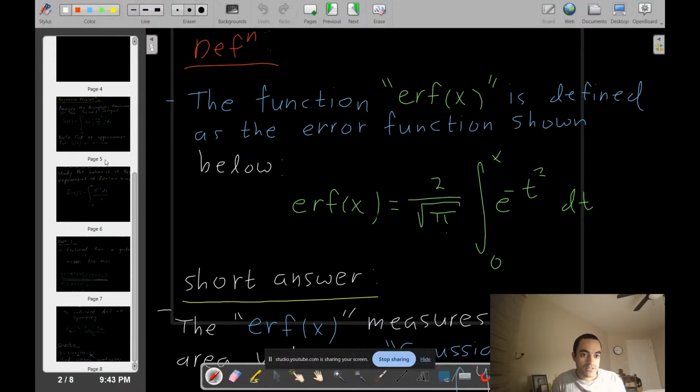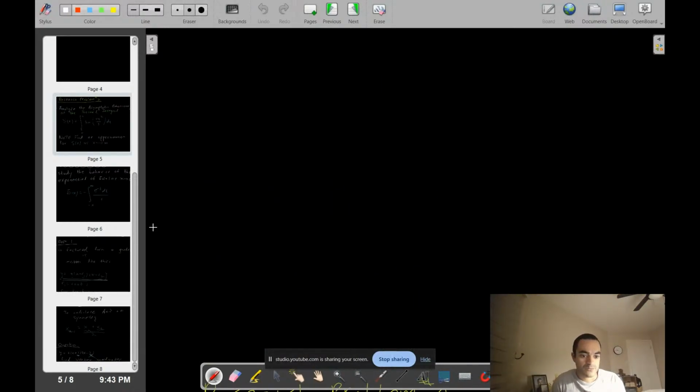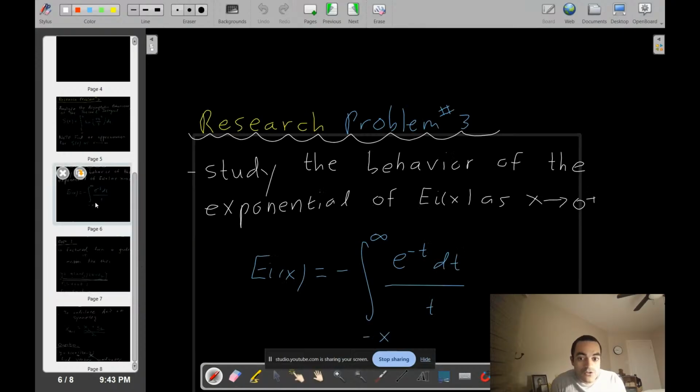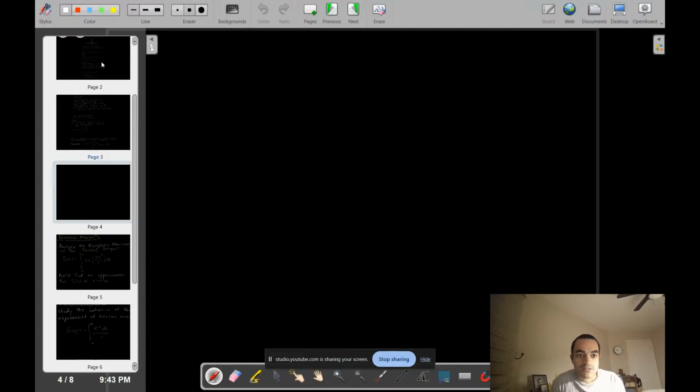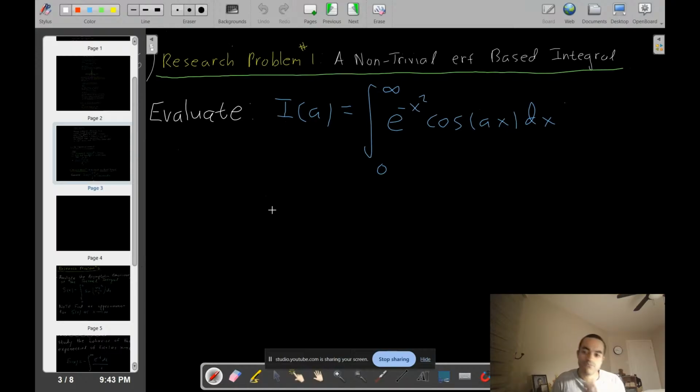All right, so let's discuss how we can use that. Sorry about that, that's research problem number 2. I lost track. Getting back right to it. We want to integrate this problem here: I as a function of a is equal to the integral from 0 to infinity of e to the negative x squared cosine of ax dx.